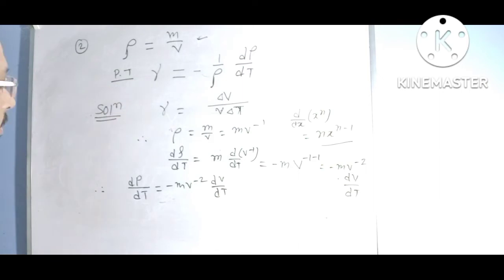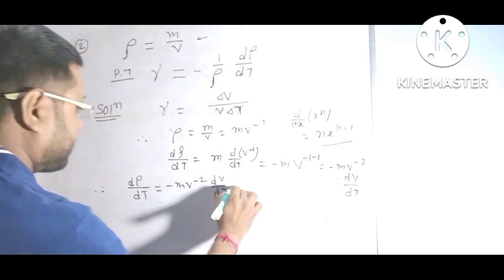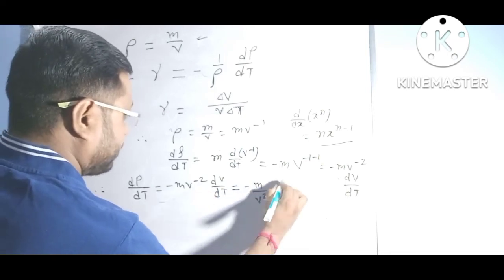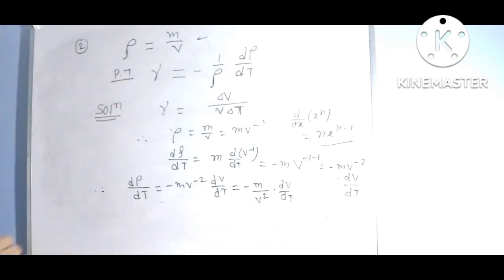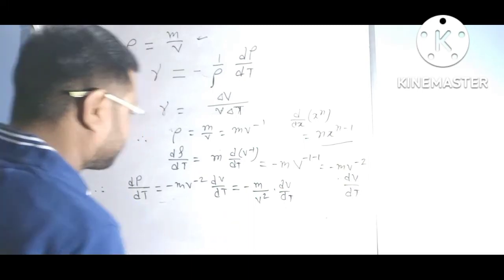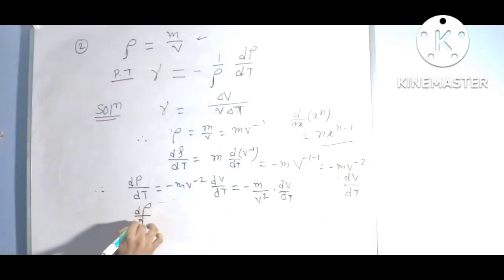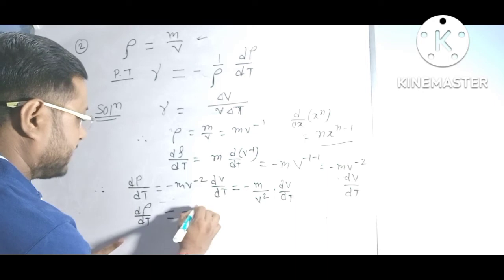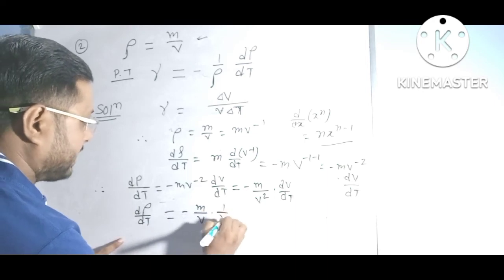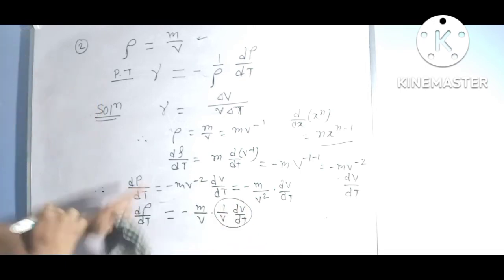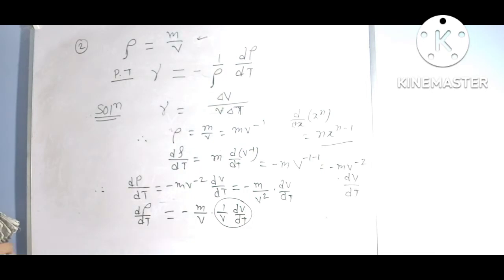Now we can take out the value of gamma, if we write it in terms of minus m by v square into dv by dt. Therefore d rho by dt is equal to minus m by v into 1 by v dv by dt. Now 1 by v dv by dt, if we take this equation, is gamma.